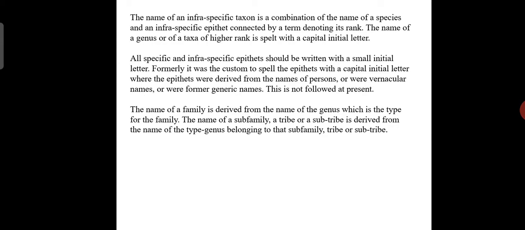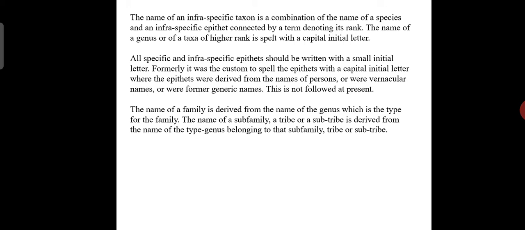The name of an infraspecific taxon is the combination of the name of a species and an infraspecific epithet connected by a term denoting its rank. The name of a genus or a taxon of a higher rank is spelled with a capital initial letter. All specific and infraspecific epithets should be written with a small initial letter.